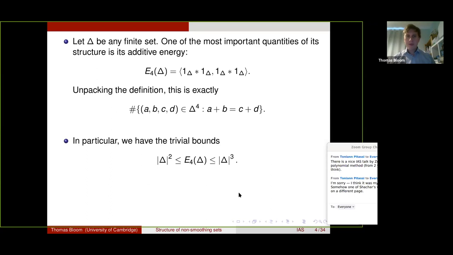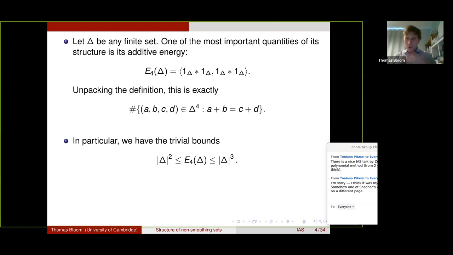And in particular, we have the trivial bounds. So it's certainly at least delta squared, right? Just from the trivial solutions where A equals C and B equals D. And the trivial upper bound as well of delta cubed, because if I fix A, B and C, then D is of course also fixed. Okay, so that's the scale at which E4 of delta lives.